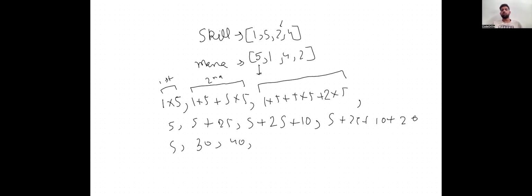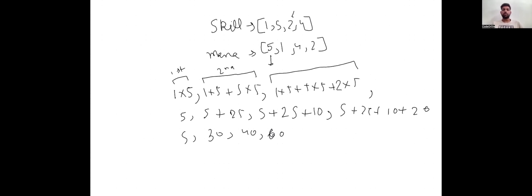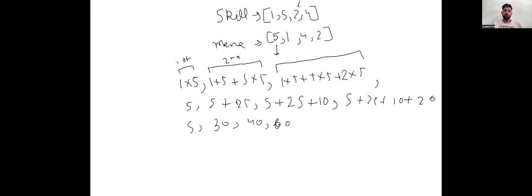So if I had the prefix sum, I wouldn't waste my time calculating the end time of each person or wizard. So I will calculate the prefix sum. Skill is 1524, and the prefix sum is 1, then 1 plus 5, 6, then 6 plus 2, 8, then 8 plus 4, 12.